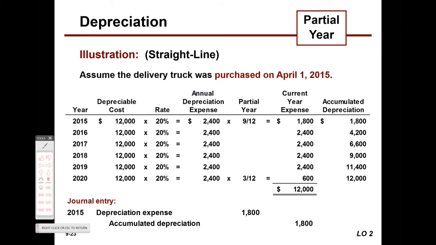Years 2016 through 2019 are the same. There's 12 months of depreciation in each of those years. In the final year, there's only 3 months left to depreciate the asset, so you take 3/12 of that amount, and the depreciation expense in 2020 would be 16, and that's partial year depreciation.